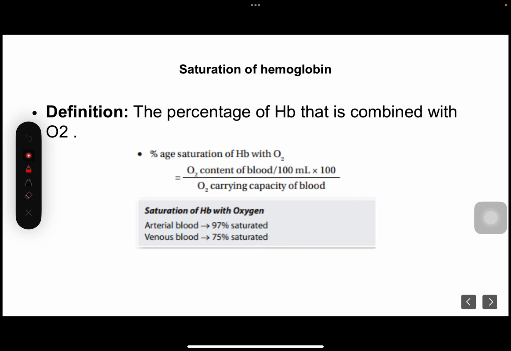Now coming to the saturation of hemoglobin.